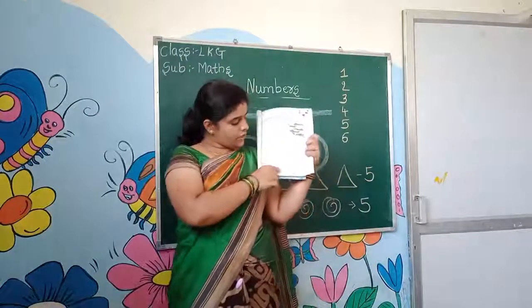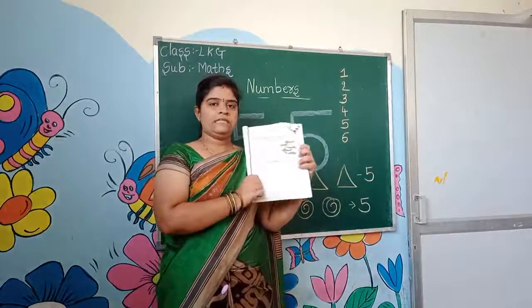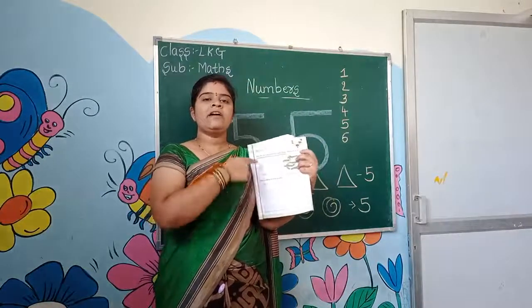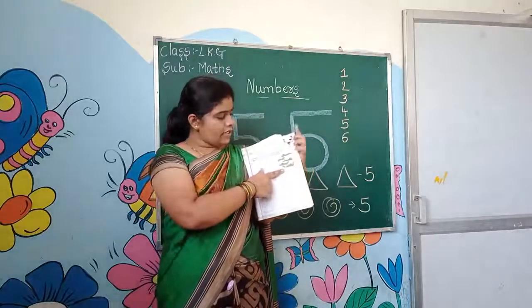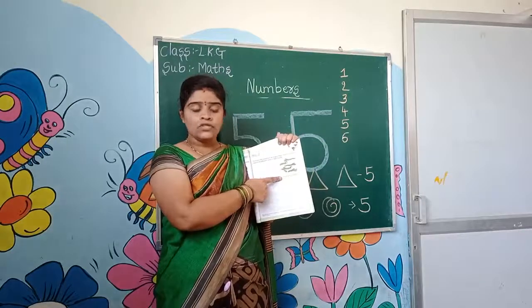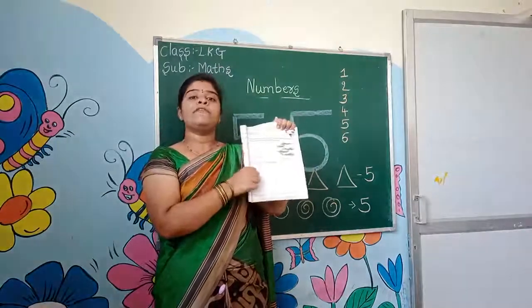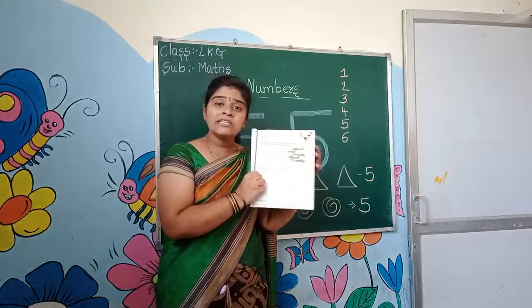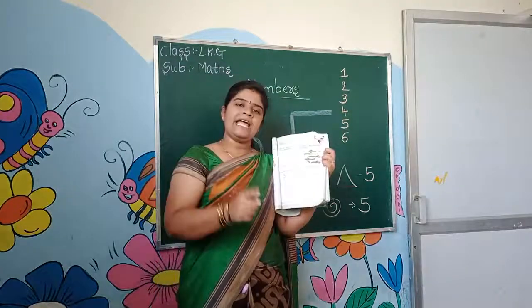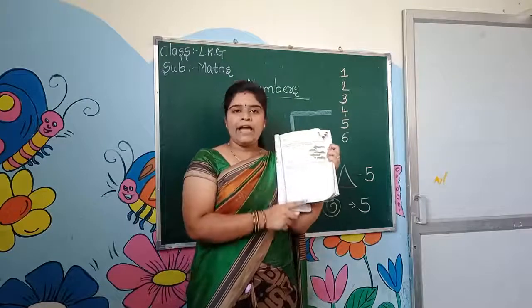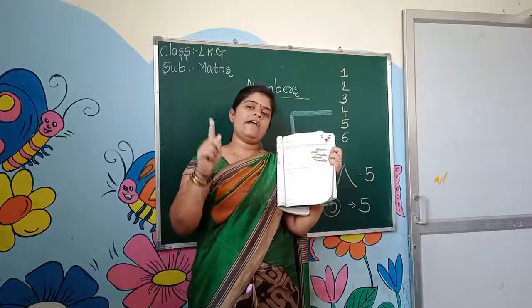let's open page number 51. Yes, there is number 5 given, and count how many crocodiles they have given. And write number 5. How you have to write? Say and write. This is our number 5. 5, 5, 5, 5, 5.